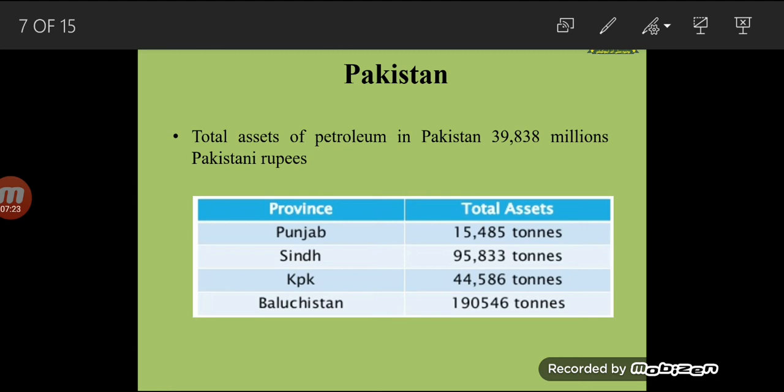In KPK, the assets of petroleum are 44,586 tons, and the assets of petroleum in Balochistan are 1,90,546 tons. These are the total assets of petroleum which exist in Pakistan and in the different provinces of Pakistan. I also gave you the total assets, how much exists in each province.